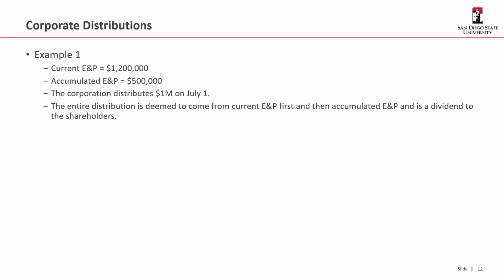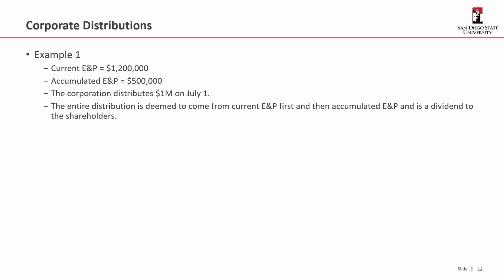So in this case, the first place I would look is current E&P. That's 1.2 million. Well, that covers the entire distribution. So as a result, I would end up with 200,000 of remaining current E&P that would then roll in at the beginning of the next year to accumulated E&P. So I'd start next year with 700,000 of accumulated E&P.